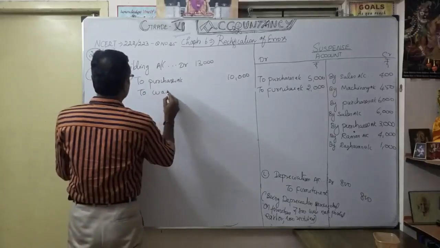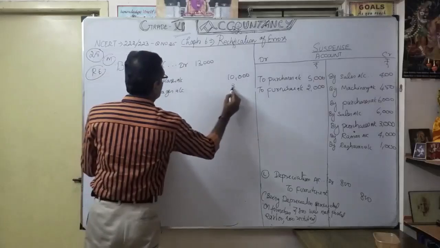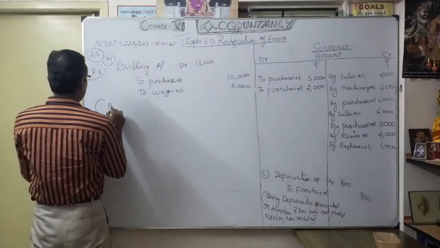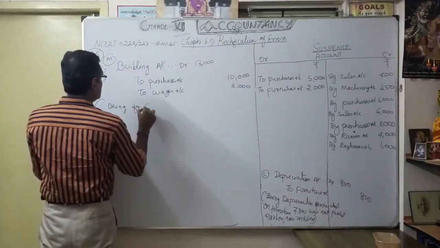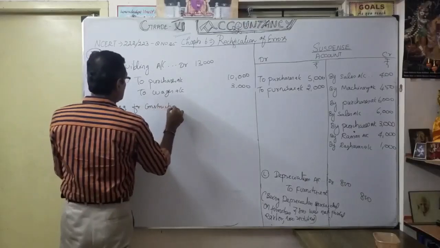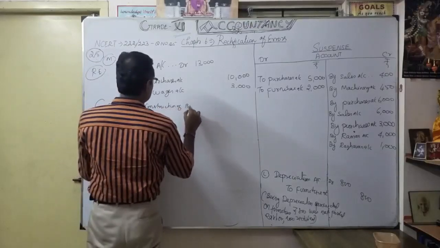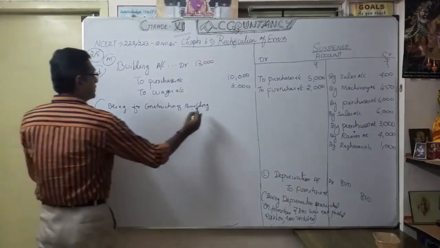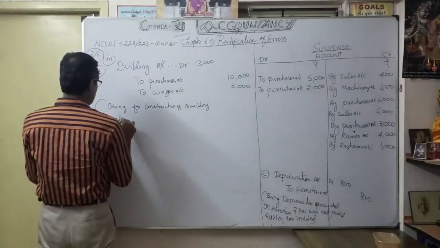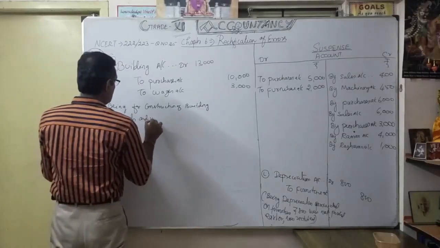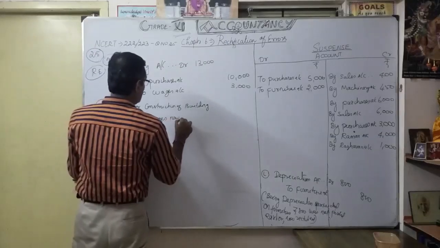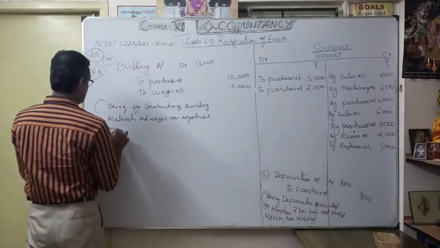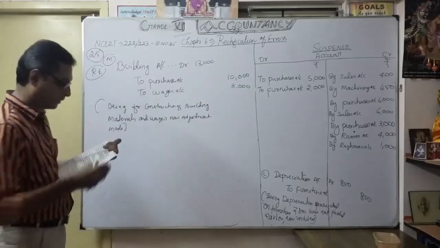To wages account 3,000, being material and wages used for construction of building. Now the adjustment is made. Understood? Adjustment made. That's the last entry.